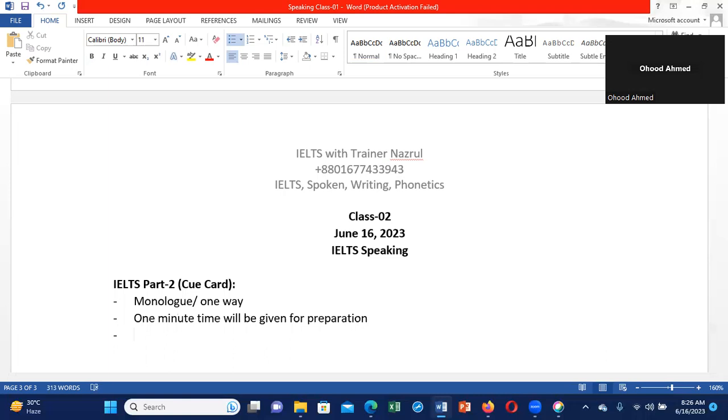The examiner will say, "So, dear candidate, let's move on to part two. In this portion of the test, you'll be given a card. Here is the card, and I will give you some time." You will be given 1 minute to take some preparation. Then he will say, "This is the card, and you are allowed to take some notes. Here is the paper and pencil, and your 1 minute preparation time is just now." This is how part two will start. Then you will have to speak for 1 to 2 minutes.